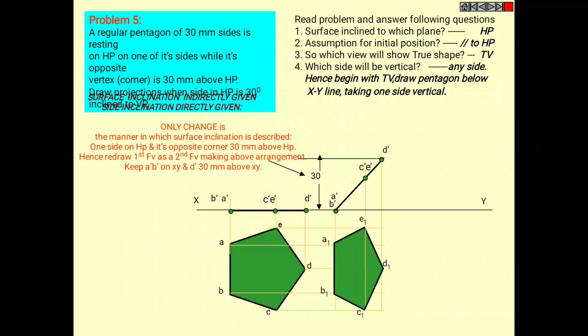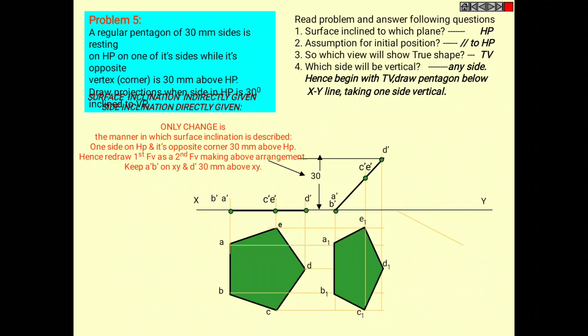So this will be your pentagon resting on one side, with its opposite corner 30 mm above HP. No, it is 30 degrees inclined to HP. It is 30 degrees above HP, one of the corners.